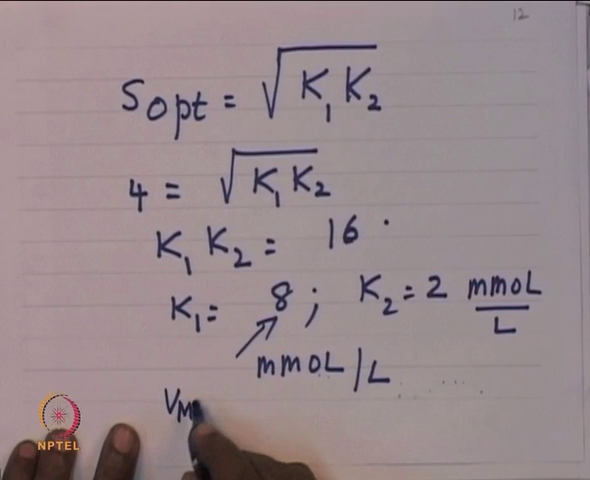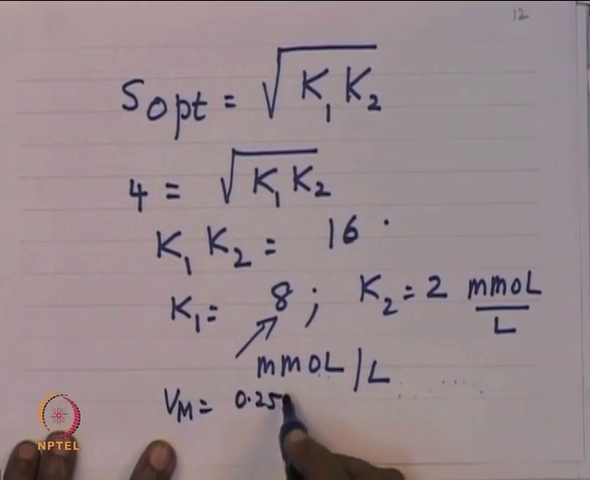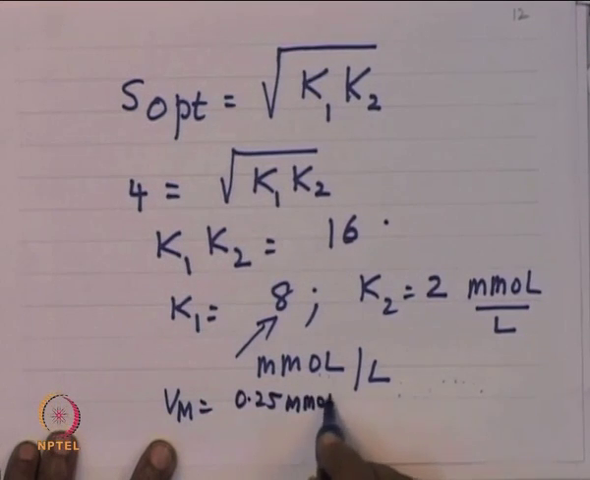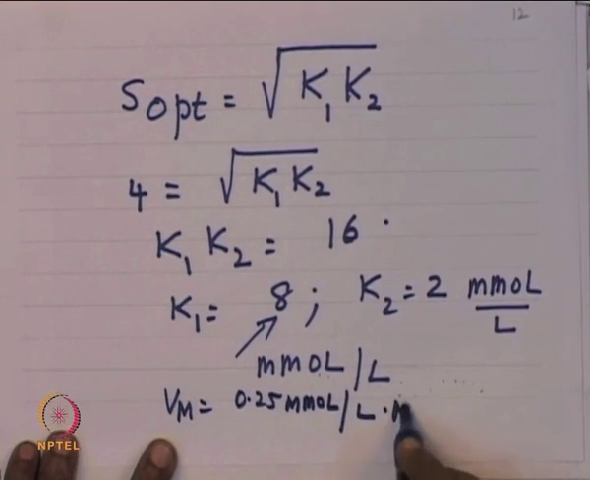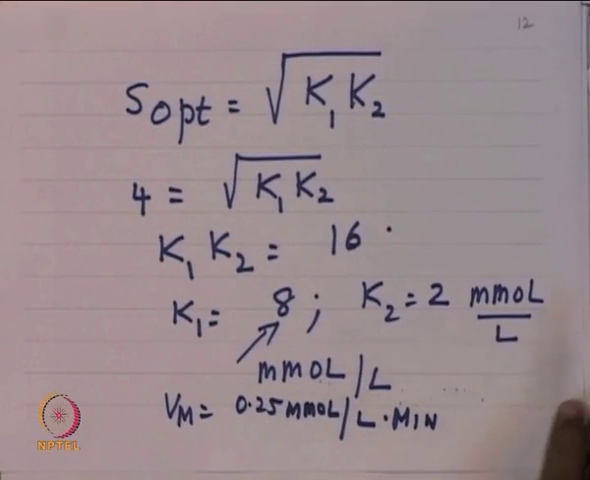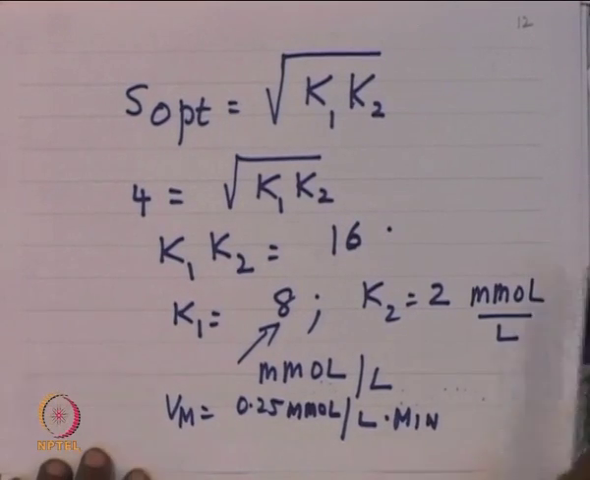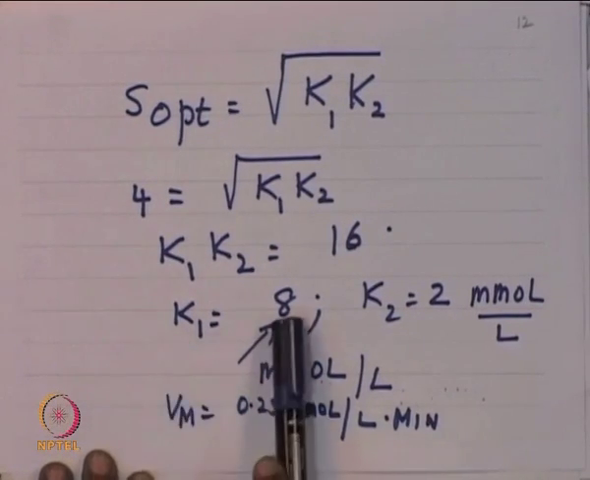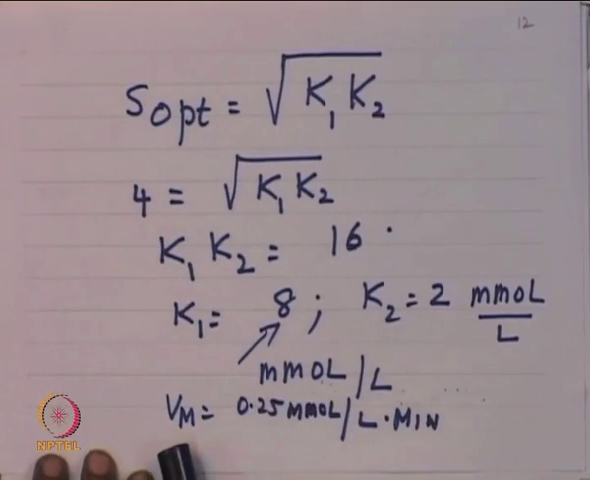So, my numbers are Vm 0.25 millimole per liter per minute. These are the numbers. Slope I have got as 0.5. Fine, that is okay. So, all the parameters are okay. Shall we go forward? So, parameters I will read out: K1 is 8, K2 is 2 and Vm is 0.25.